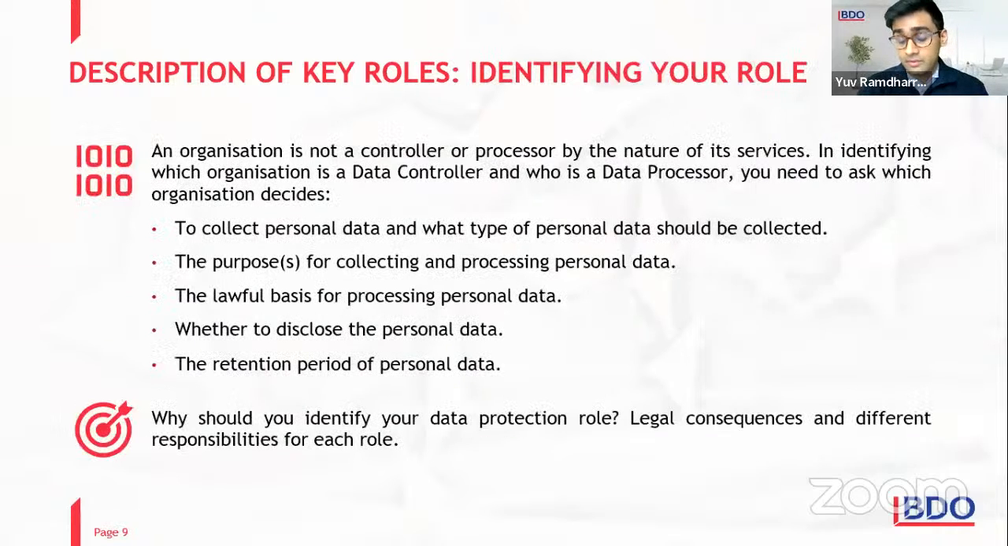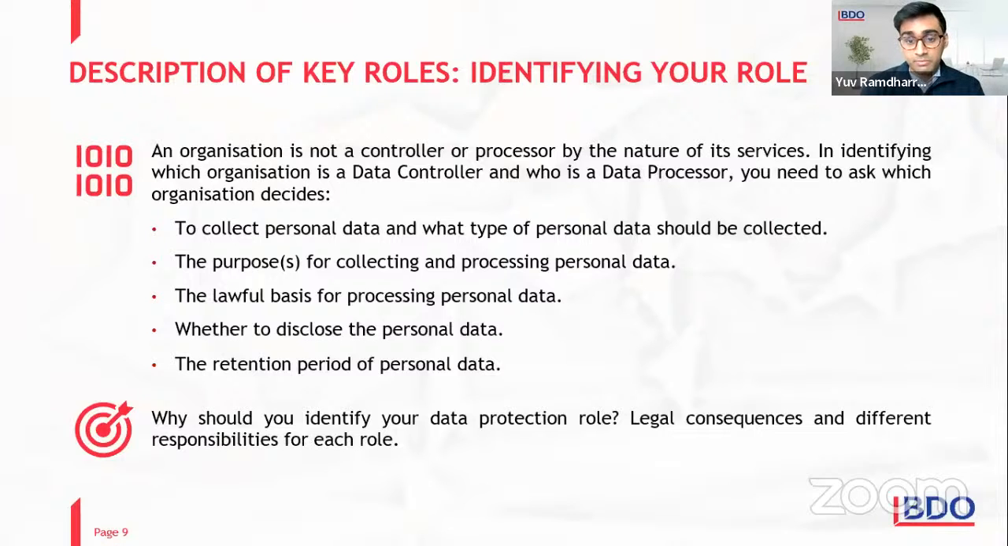Before doing that, we need to know how to identify whether you are a data controller or data processor. Basically, what it boils down to is that as a data controller, you need to be the decision maker. And as a data processor, you only act upon the instructions of the data controller. So what kind of decisions do you make as a data controller? When you have several entities working together, you need to ask yourself which of those entities decides to collect personal data, decides what type of personal data should be collected, and decides on the purpose for collecting and processing personal data.